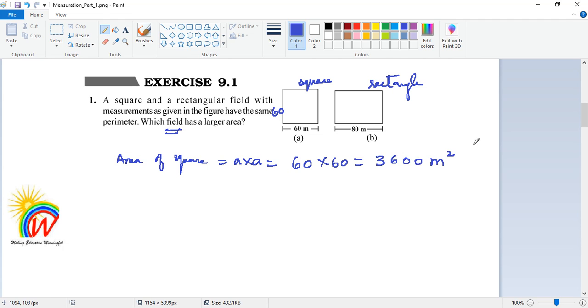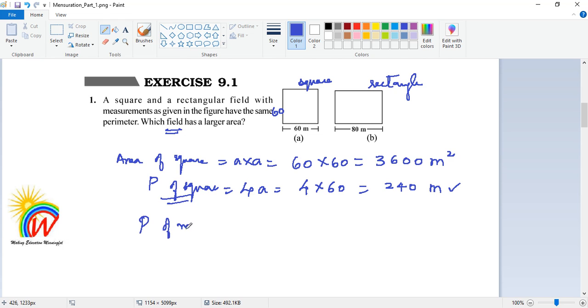Then we need to find out the perimeter of the square. Perimeter of a square, I'll just write P for the perimeter, is equal to 4 into A. We just learnt it above in the table, right? So 4 into 60, which is 240 meters. We'll keep it as it is. Now they are saying that the square and the rectangle both have the same perimeter. The perimeter of the square we just found out to be 240 meters, so obviously the perimeter of the rectangle is also going to be 240 meters, right?